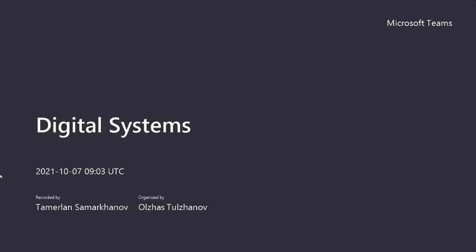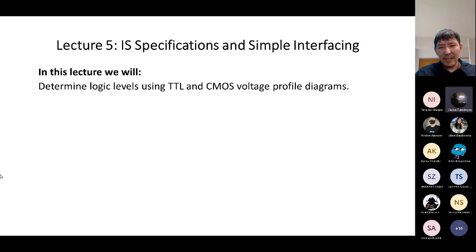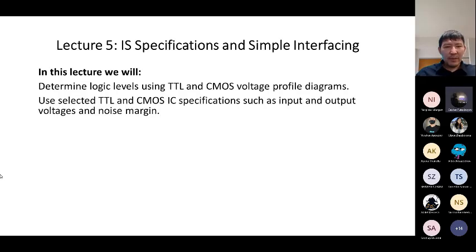So in this lecture, what will we do? First, we will determine logic levels using TTL and CMOS voltage profile diagrams. TTL, you should know, means transistor-transistor logic, and CMOS means complementary metal oxide semiconductor. They are just families of integrated circuits. We'll define the voltage profile diagrams of both types of integrated circuit.